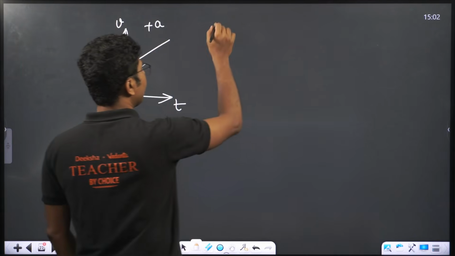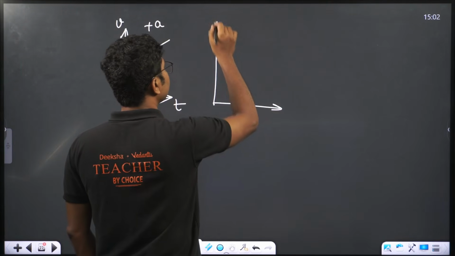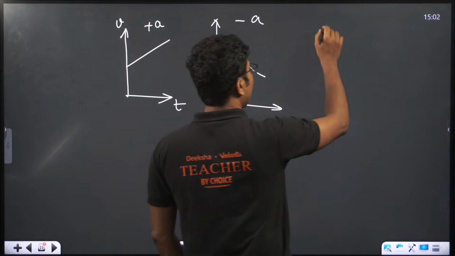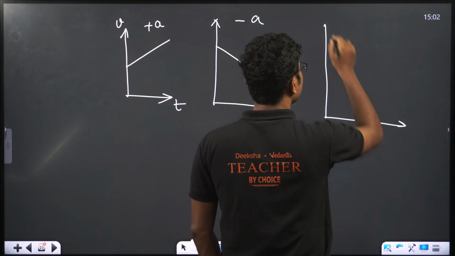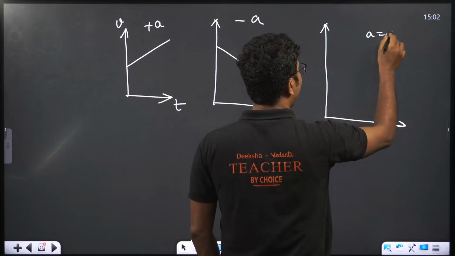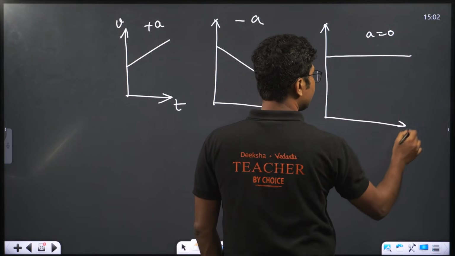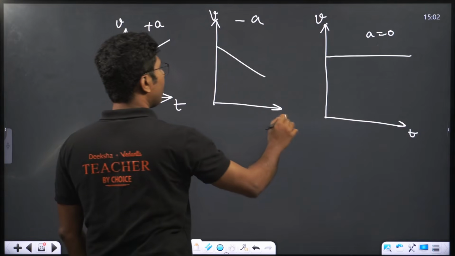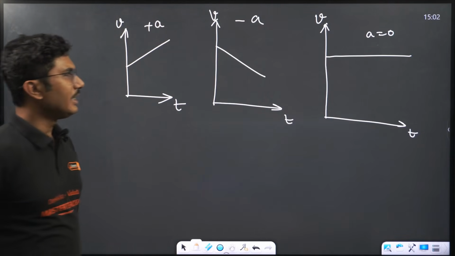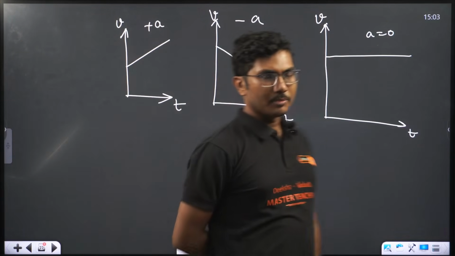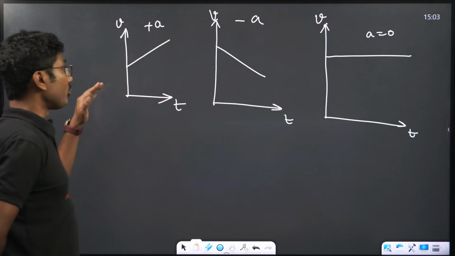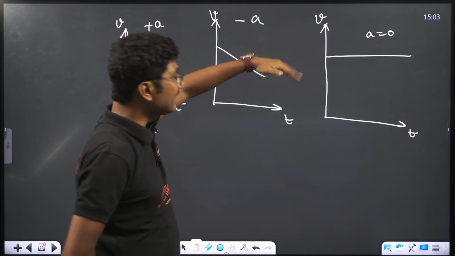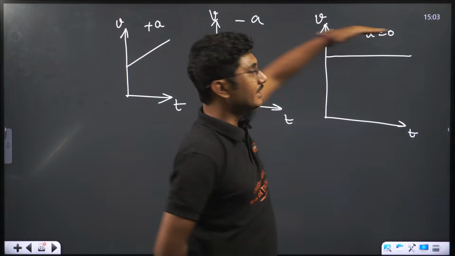Okay, negative acceleration, the graph will be this, and zero acceleration, so these are velocity time graphs. So this is also important. These 3 plus 3, 6 graphs, super important. So acceleration positive, velocity increases; acceleration negative, velocity decreasing; acceleration zero, velocity is constant.